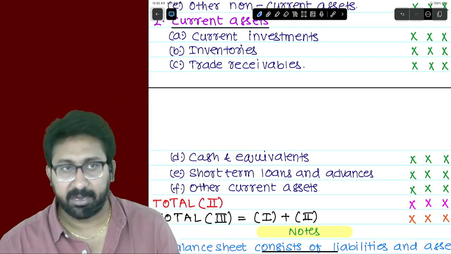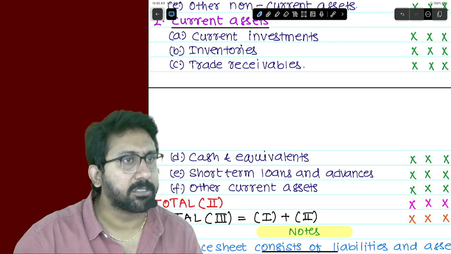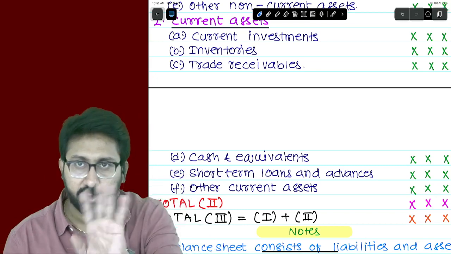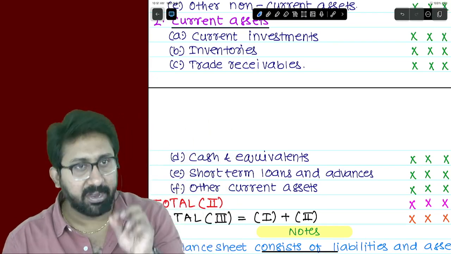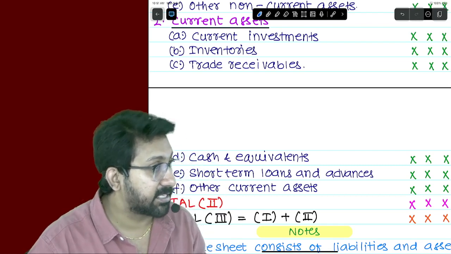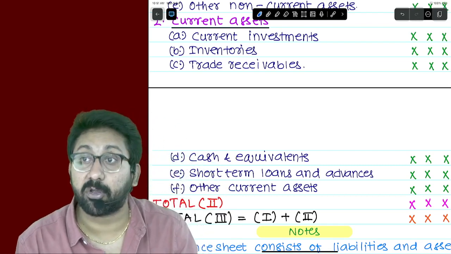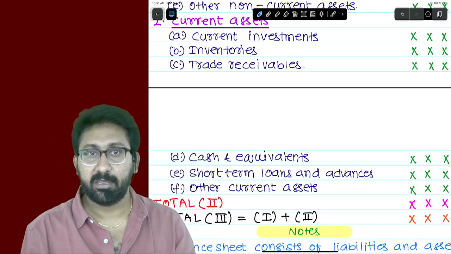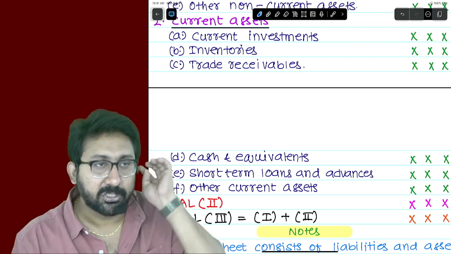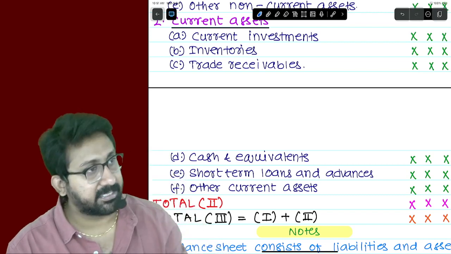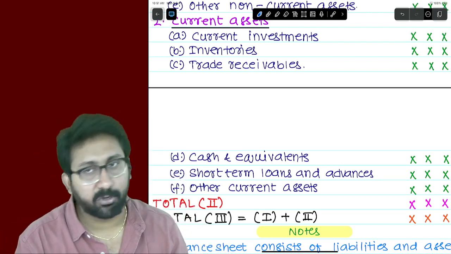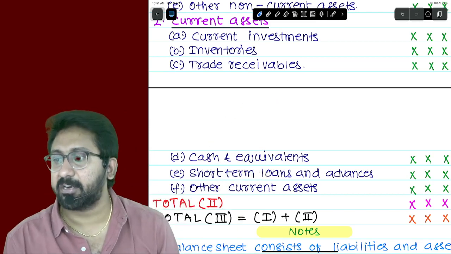Next, what is the second one? What is inventory? Stock. You should not write closing stock in the balance sheet, you should write it as inventories. That's why even in FM there is a chapter called management of inventory. Inventory management is there, stock management is not there. Stock is different, inventory is different. We are doing inventory management. Listening to my words?